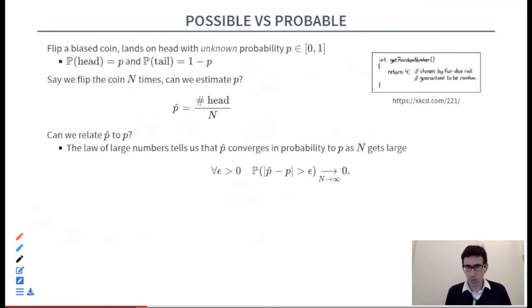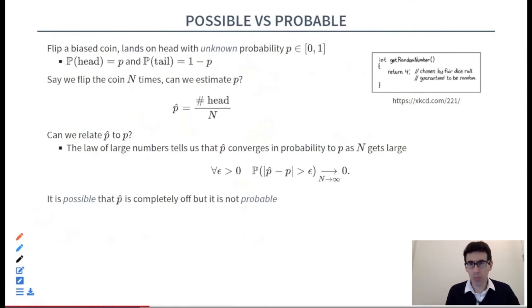Now, one thing that's subtle but very important to notice here is that the result is not telling you that p hat is equal to p. It's not telling you that p hat will always be close to p. It's just telling you that it's unlikely that p hat will be very different from p. That's a very subtle distinction, but from a mathematical perspective there's a huge difference between saying that something is possible versus impossible, and saying that something is probable versus improbable.